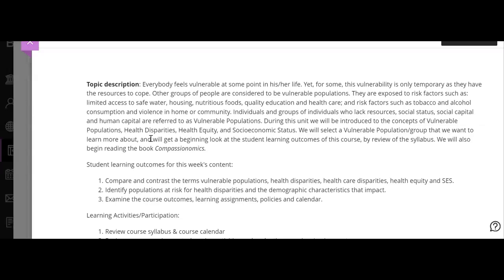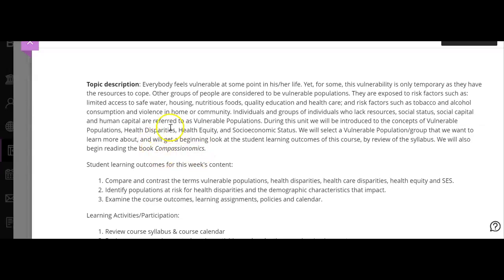So during this unit, we're going to be introduced to the concepts. So these are more global terms, such as vulnerable populations, health disparity, health equity, and socioeconomic status. So you're going to select a vulnerable population, a group that you want to learn more about, and you're going to become an expert in that group in this course.